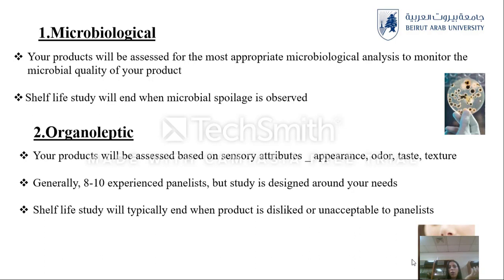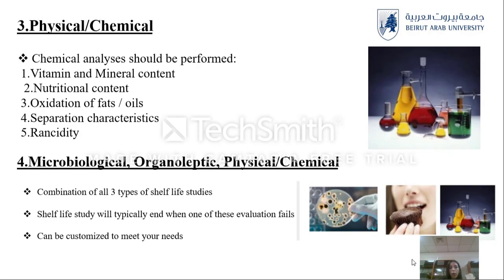When I say micro, I mean everything related to safety. Here you have to check all the spoilage microorganisms as well as the bacterial load. When I say organoleptic, we need to rely on a jury panel, a tasting panel, to check sensory attributes such as color, appearance, odor, taste, and texture. Generally we can recruit 8 to 10 experienced panelists, but the study is designed around your needs. A shelf life study would typically end when the product is disliked or unacceptable to the panelists.